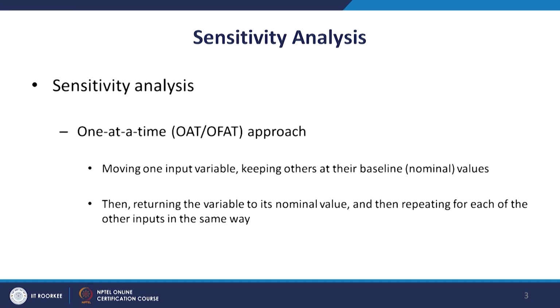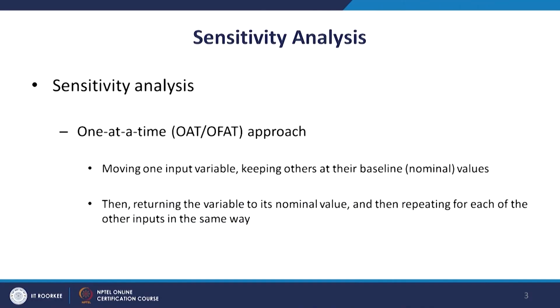Now, there are a number of approaches available to perform sensitivity analysis. We are going to talk about the most popular, or rather commonly used one, the one at a time approach, or OAT or OFAT approach. Here, the first step is moving one input variable, keeping others at the baseline or nominal values, or we can also say keeping others constant. So, we vary one variable and keep others constant, and then we bring that variable back to its nominal value and repeat the same exercise for each of the other input variables. So, this is what we do.